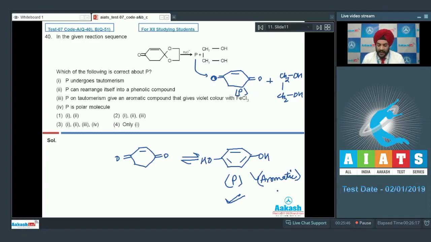Statement 1 says P undergoes tautomerism. This is correct, students. Let us look at the second statement now. P can rearrange itself into a phenolic compound. This is also correct, students. We have the formation of hydroquinone or quinol, which is a phenolic compound. If you look at the third statement now, P on tautomerism gives an aromatic compound that gives violet color with FeCl3. This is also correct, students. All the enolic groups give us violet coloration with FeCl3. If you look at the fourth statement now, P is a polar molecule. This statement is also correct, students. This molecule is polar.